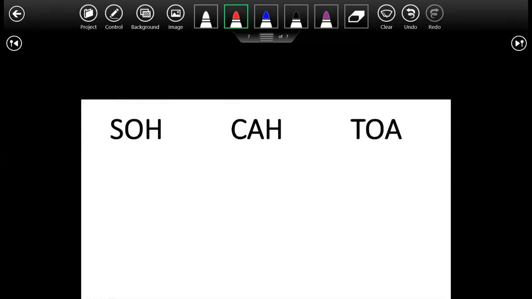So this is one of the ones that we're going to use. Here's how we're going to grab our ratios. What do you think S stands for? Sine of the angle. What do you think the C stands for? Cos.